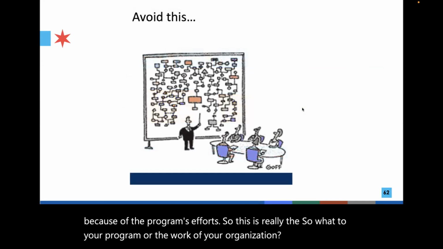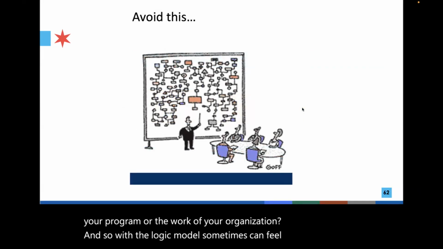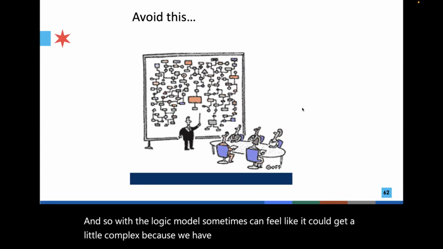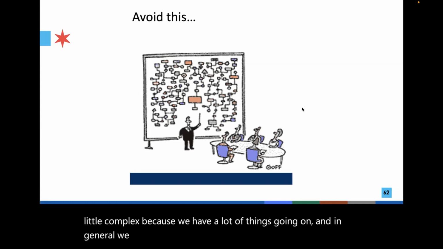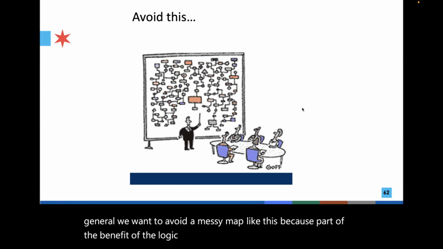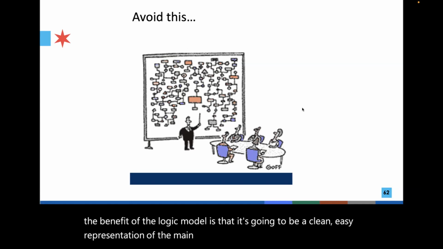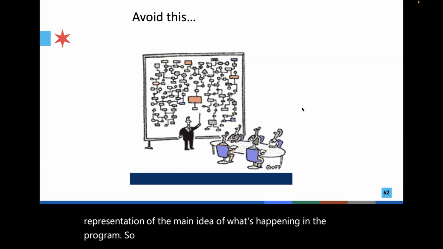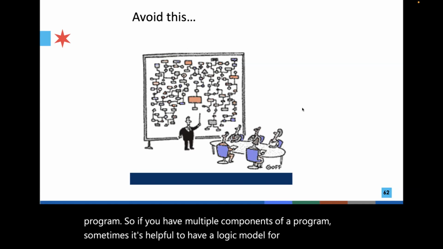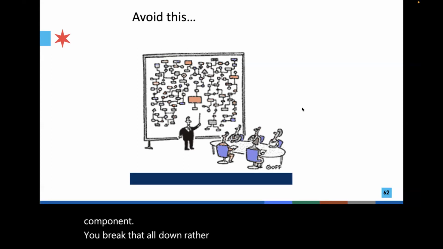And so a logic model sometimes can feel like it could get a little complex because we have a lot of things going on. And in general, we want to avoid a messy map like this because part of the benefit of the logic model is that it's going to be a clean, easy representation of the main idea of what's happening in the program. So if you have multiple components of a program, sometimes it's helpful to have a logic model for just one component and break that all down, rather than having a single logic model that captures portions A, B, C, D of the program, and then there's 20 branches off of each of those.